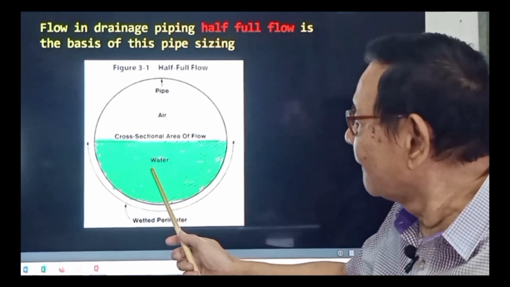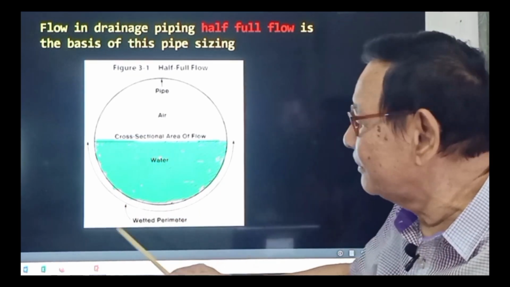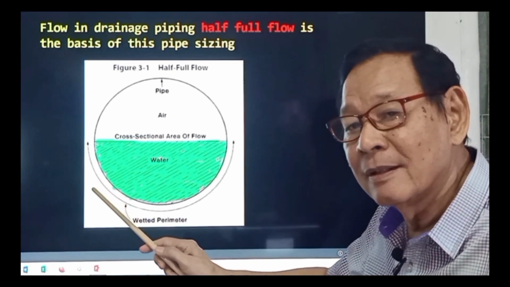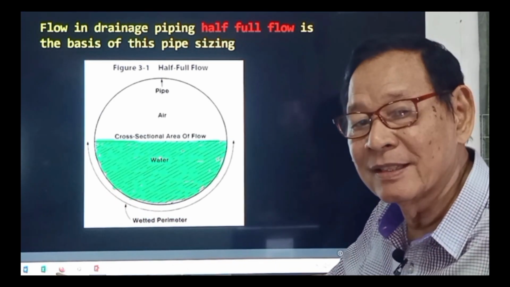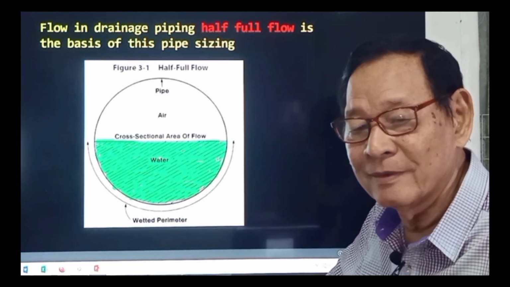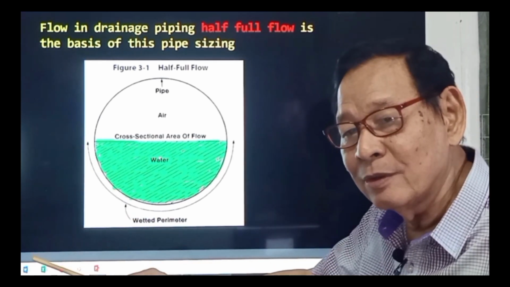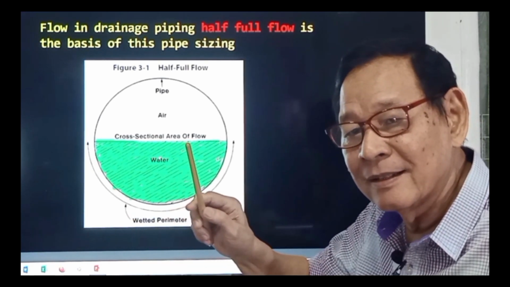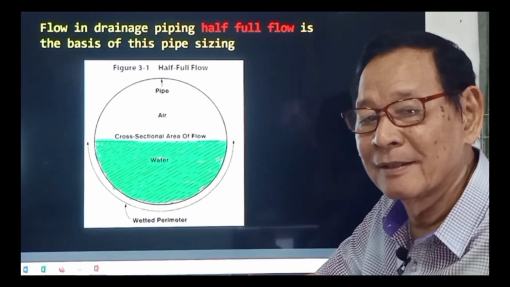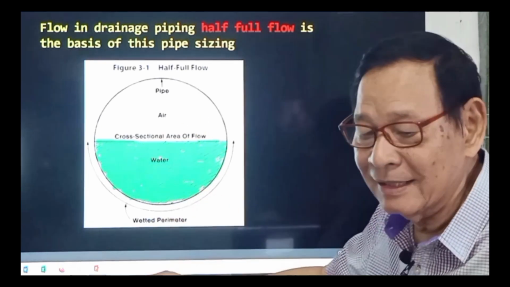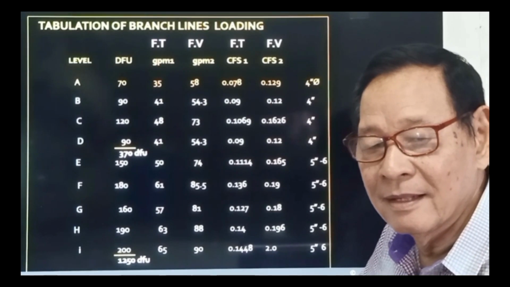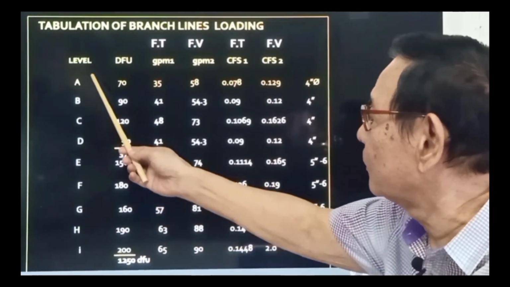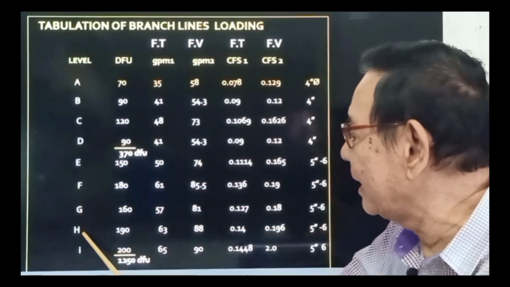So we introduce Manning here because Dr. Roy Hunter uses the Hazen equation. That equation doesn't have the hydraulic radius, but Manning has the hydraulic radius. Our tabulations here are for levels A, B, C, D, E, F, G, H, I.